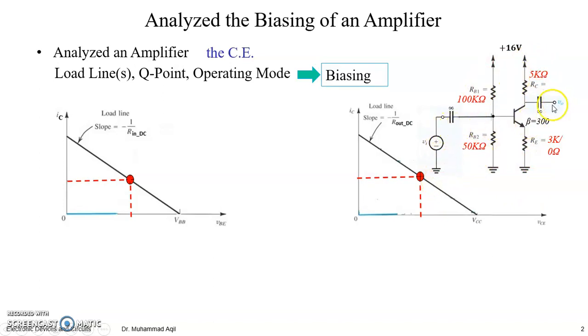So it means the parameters, currents and voltages here should be stable as long as no AC signal is applied, right? So in this lecture, we will also consider the critical parameters by which we can make our biasing scheme stable.